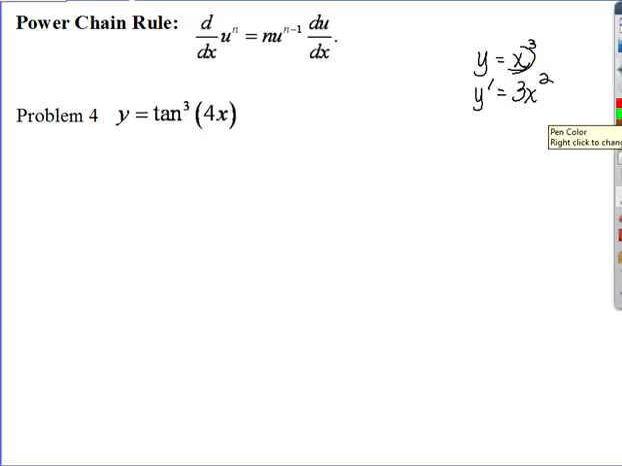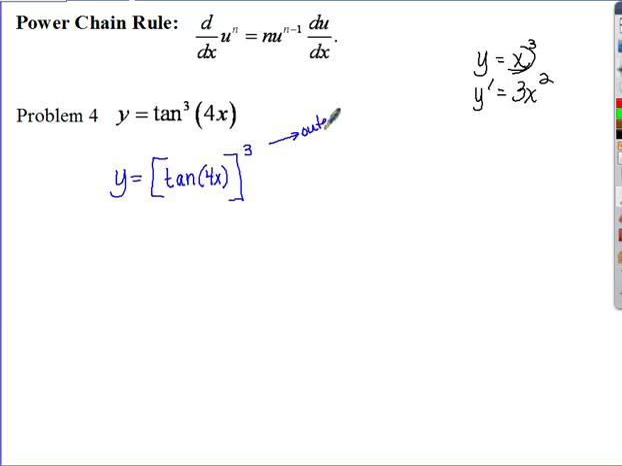y equals tangent cubed of 4x. Hopefully you can all see that this is the tangent of 4x, the quantity cubed. Do you understand that tangent cubed means that it's the tangent of 4x, the quantity cubed? Can you also see that we're going to have multiple chain rules again? We have the outside function of 3. We have the inside function of tangent.